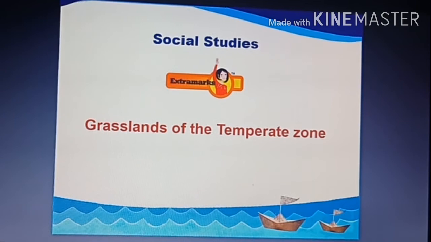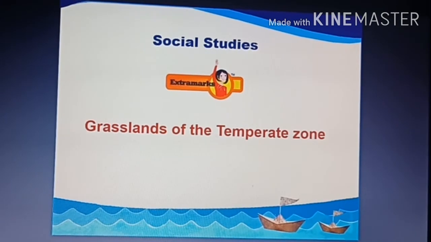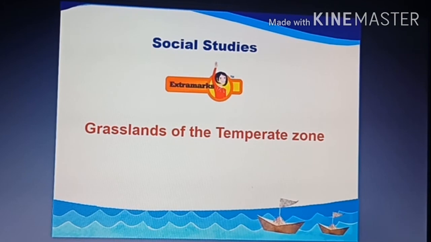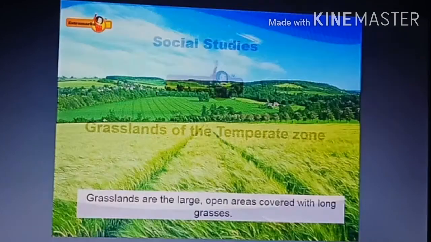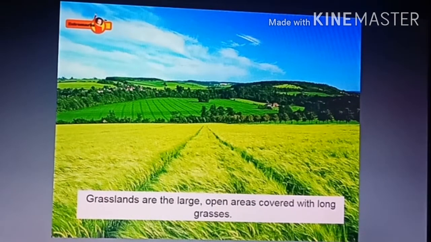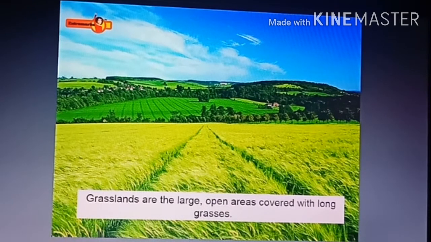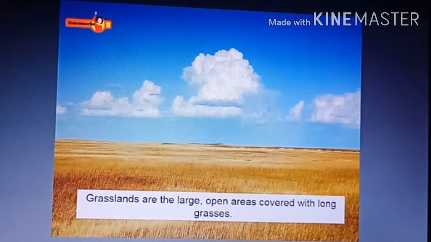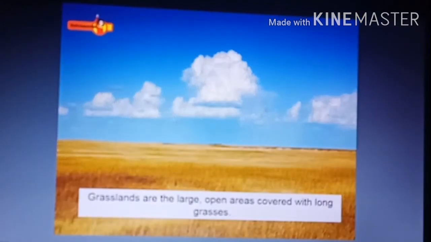Social Studies. Grasslands of the Temperate Zone. Grasslands are large, open areas covered with long grasses. They cover almost more than one-fifth of the Earth's surface. Most of these grasslands are located in the temperate zone.